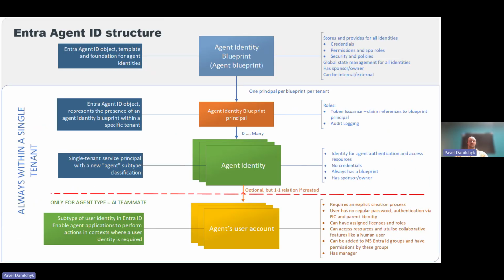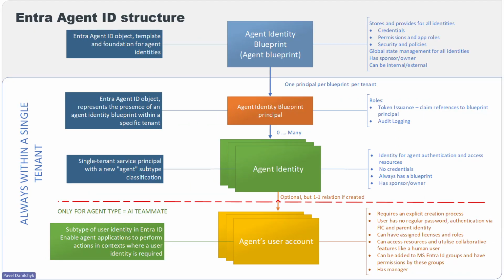This diagram represents the core structure for our Agent ID. We have four core concepts here: agent identity blueprint, blueprint principal, agent identity, and user account. Let's discuss how each component communicates and relates with the other components.